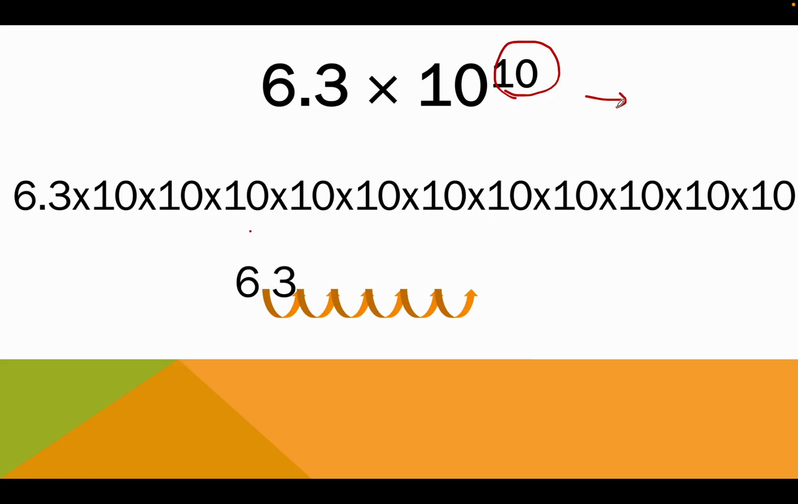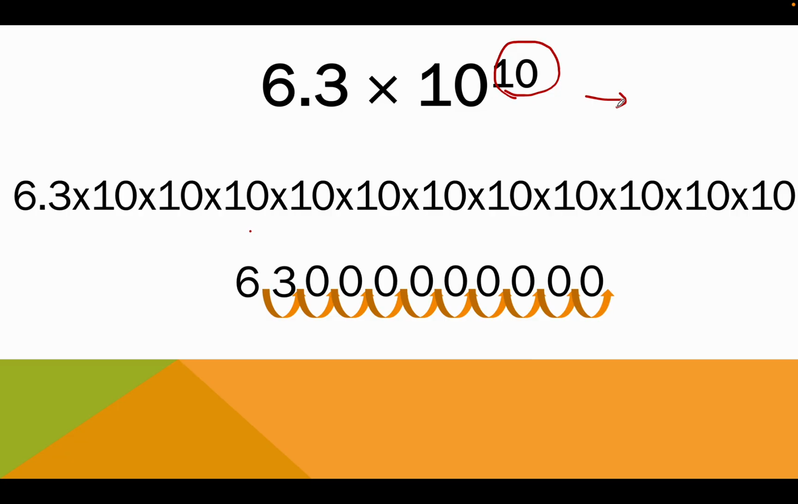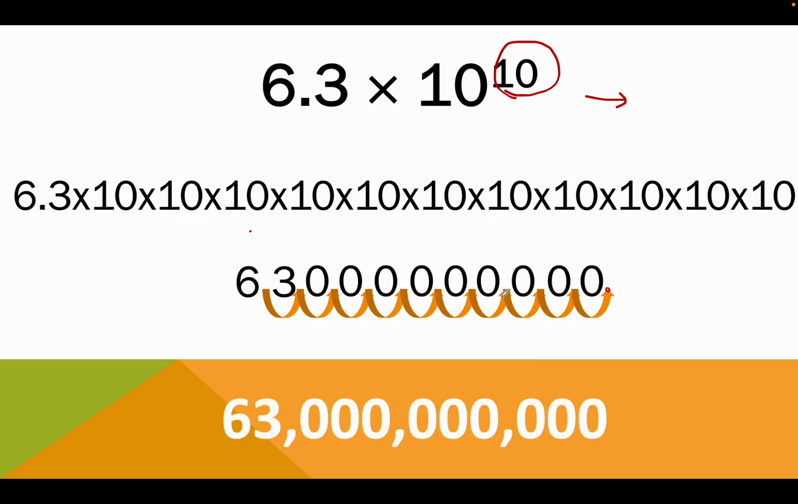5, 6, 7, 8, 9, 10. Our decimal ends up at the end here, which in a whole number we know we don't really need to write. We fill in all the empty spaces with zeros for a final answer of 63 billion.